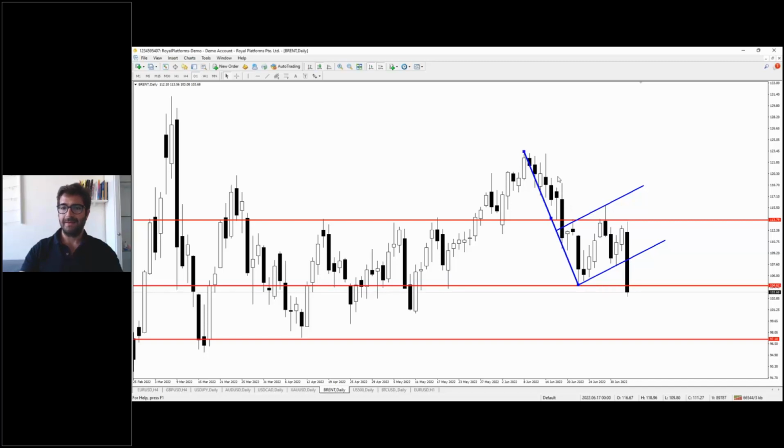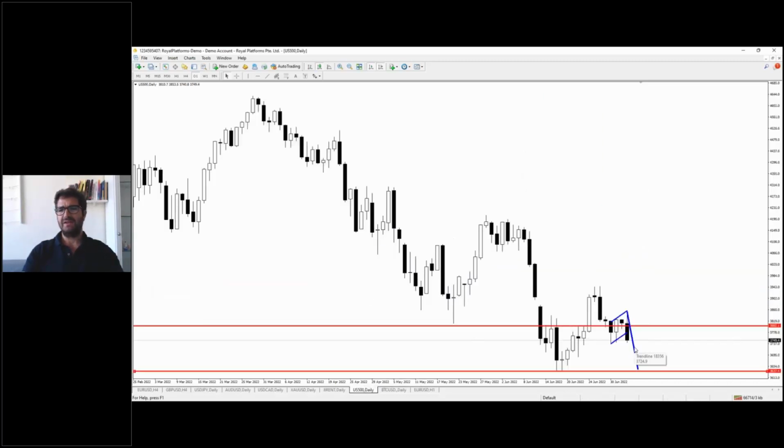CD. And our ABCD pattern says that the AB, which is from here till here, should be equal to the new impulsive wave, which is CD. And if I use this technique at the end of the correction, you can see it coincides with this level, which is 97, near this low and this low, which is the support. So for the UK Brent oil, most probably the market will continue its move to the downside, especially if this daily current bar will close below the 104 mark.